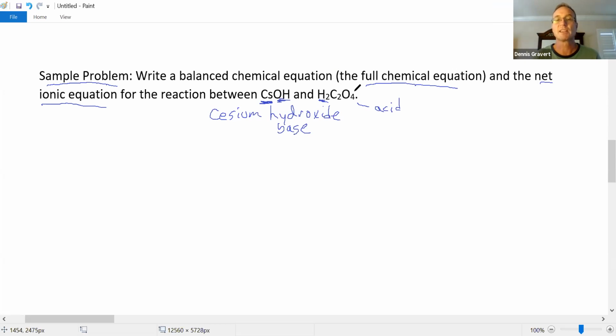Cool. What else? If you're curious, I'm not sure if you had to memorize this polyatomic ion. That's oxalate, C2O4 with the 2 minus. Anyways, if you're curious, this is oxalic acid.